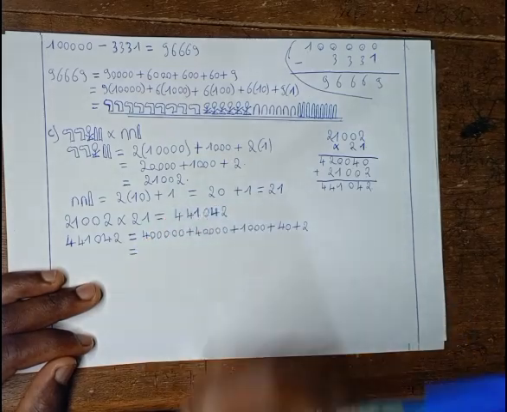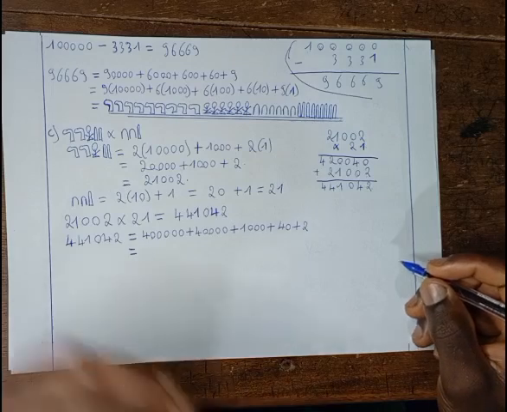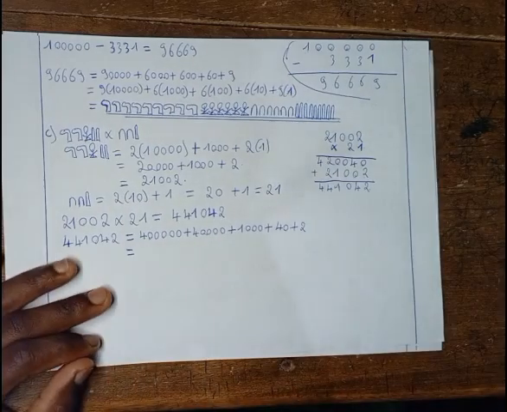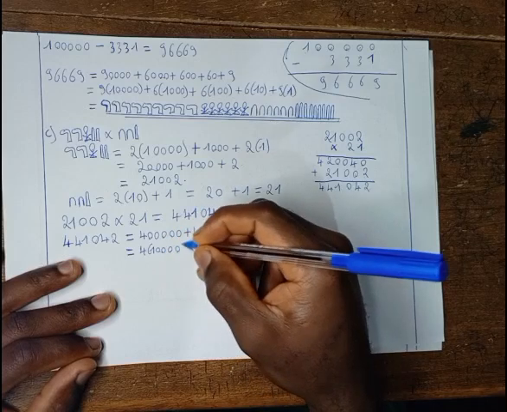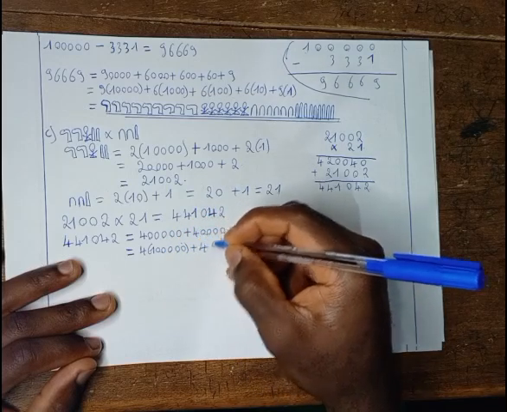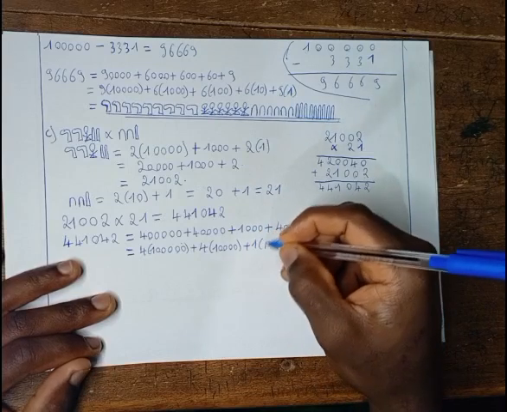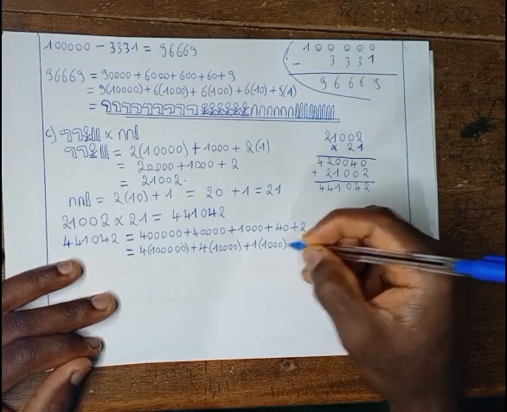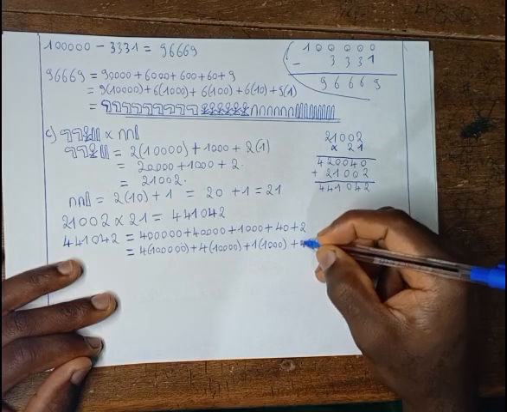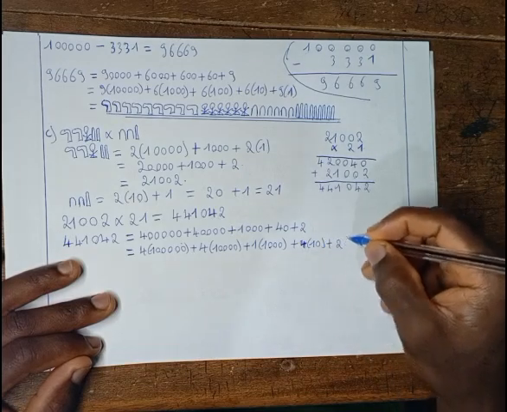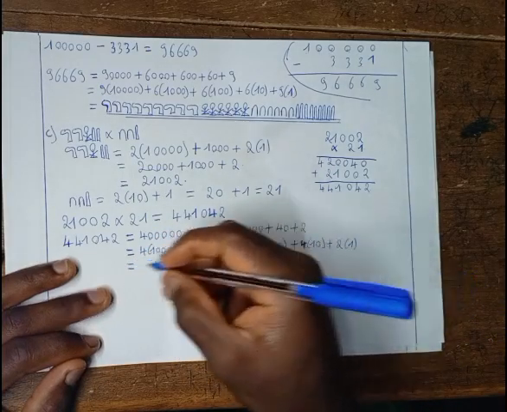We know the Egyptians represented 100,000 by using a tadpole. So 400,000 is represented by using 4 tadpoles. So we can write this as 4 times 100,000 plus 4 times 10,000 plus 1 times 1,000 plus 4 times 10 plus 2 times 1.